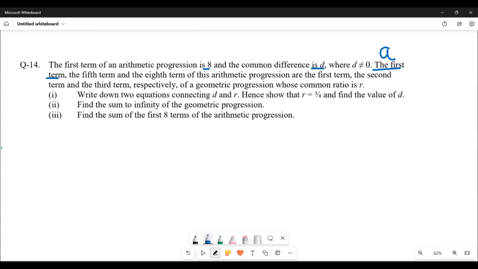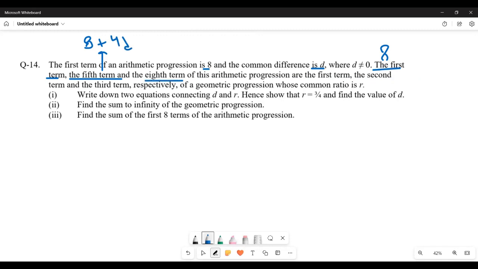What's going to be the expression for the fifth term of an arithmetic progression? Can you tell me? Miss, 8 plus 4D. Okay, we're given the first term. Sorry, I missed that. So the first term is going to be 8. The fifth term is going to be A plus (n minus 1)D. So A plus 5 minus 1, which is 4D. Good. And the eighth term, Azhar, tell me the eighth term.